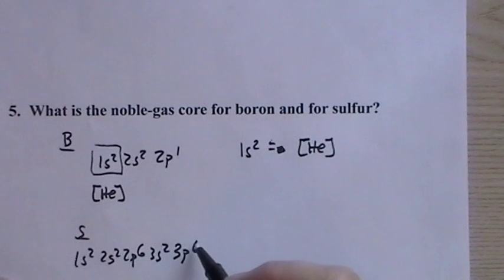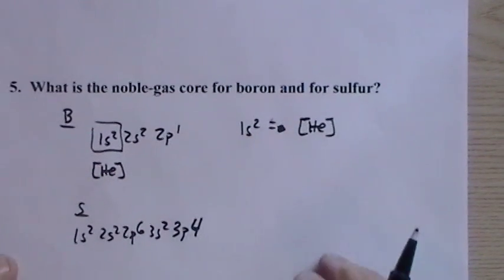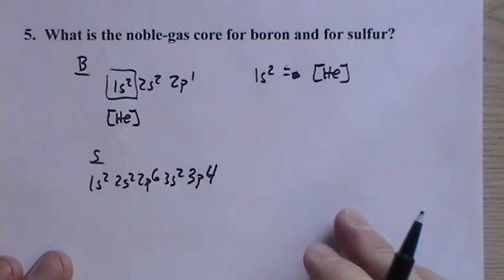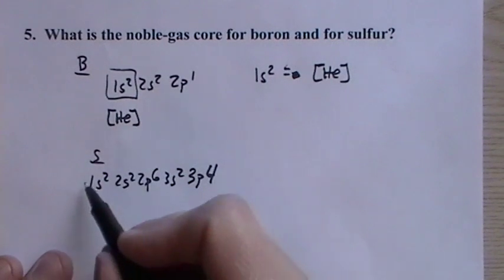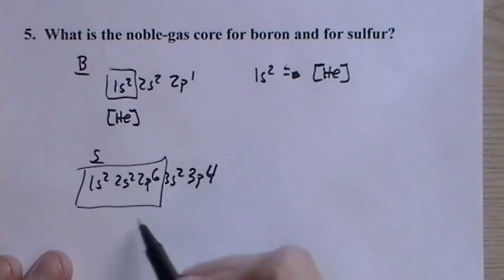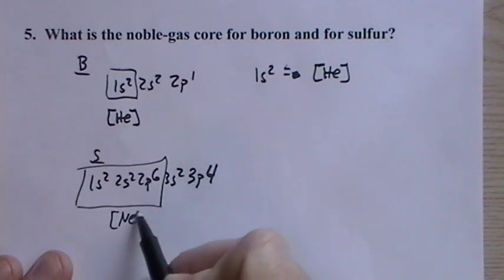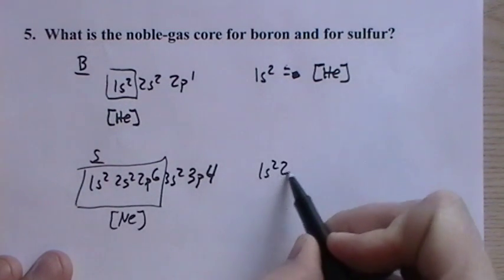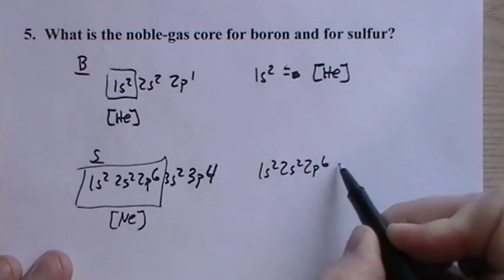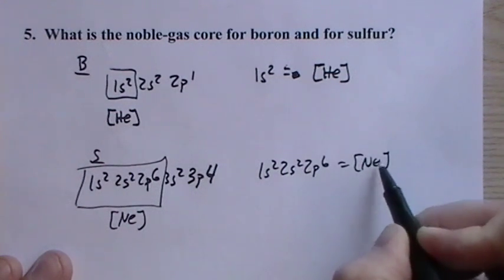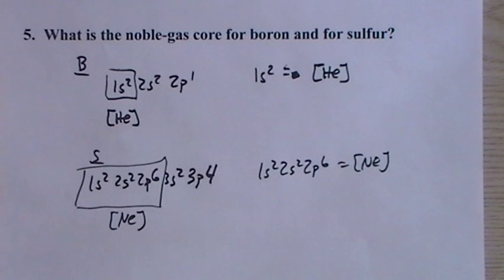Oh, not 3p6, it'd be 3p4. That's the electron configuration for sulfur. So we look back at what has been completely filled in by energy level. 1s2, 2s2, 2p6, that is neon. So the noble gas core for sulfur is neon.